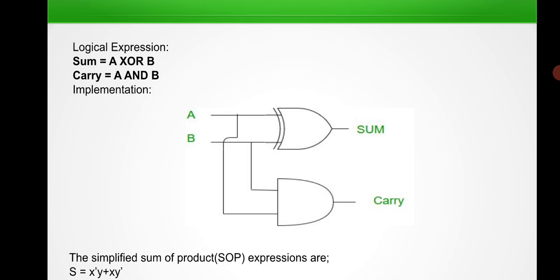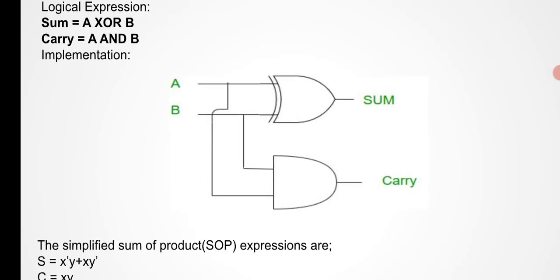So when you have sum equal to A XOR B. Now for sum you have A XOR B, and for carry you have A AND B. If that is the function or the logical expression, then the implementation will be in the image. You can see how exactly the implementation goes.